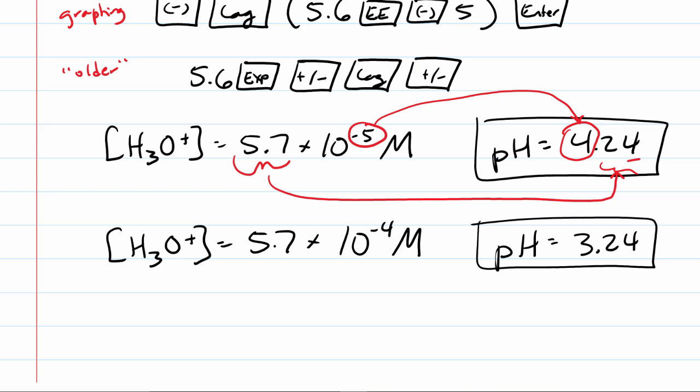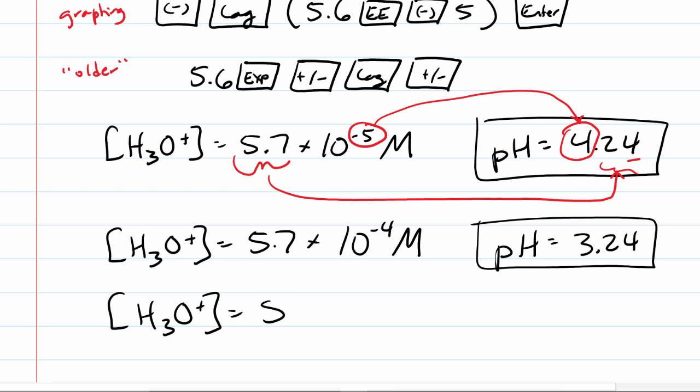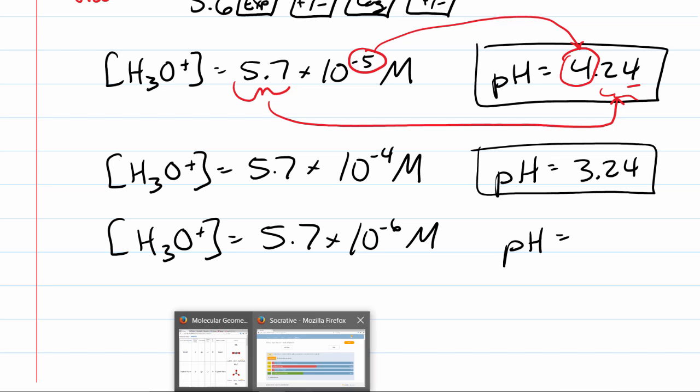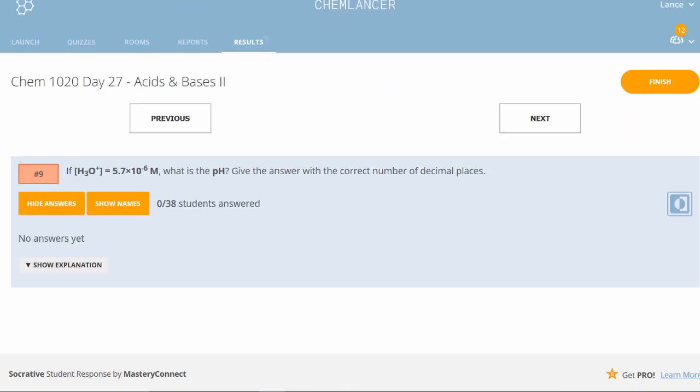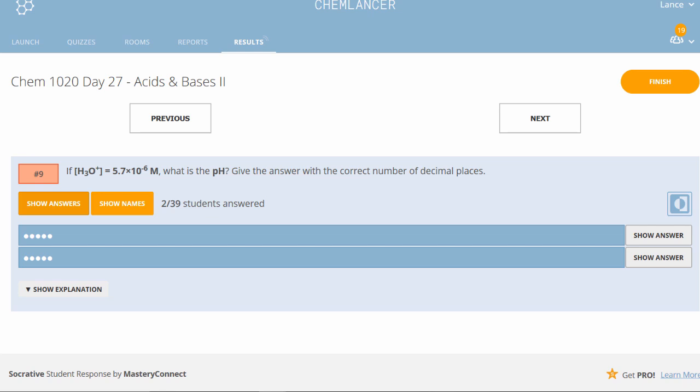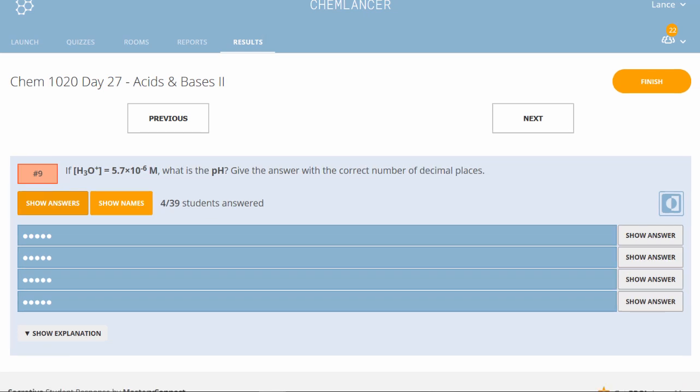The numbers in front of the decimal are determined by the exponent, which again goes back to the power of hydrogen in here. So try this one, and this is your next one on the Socrative app. We have the hydronium ion concentration of 5.7 times 10 to the negative 6th molar. What is the pH? You have the answer with the correct number of decimal places.